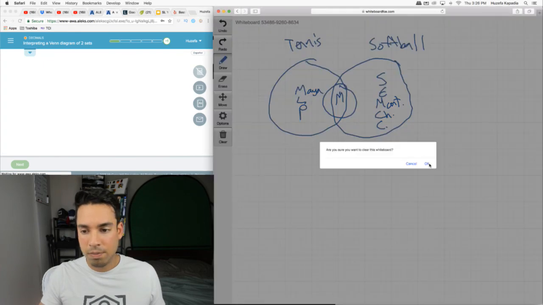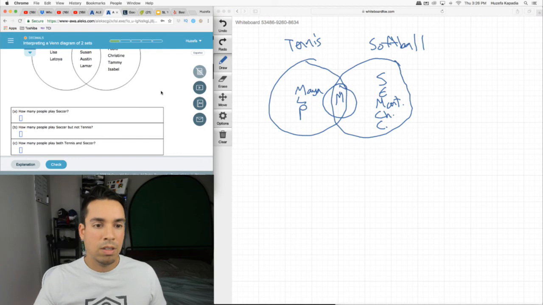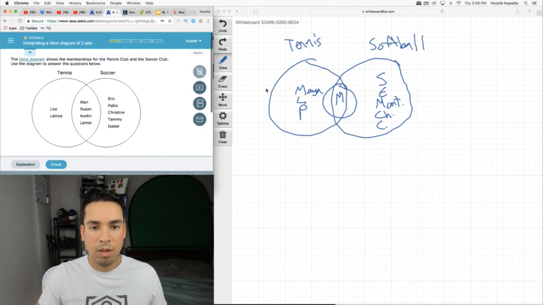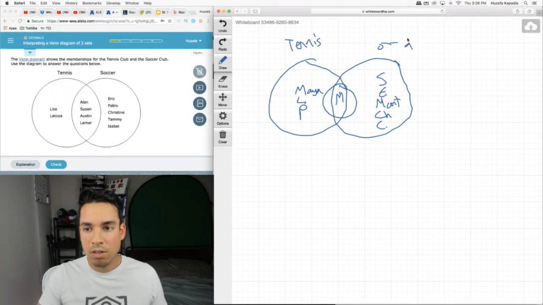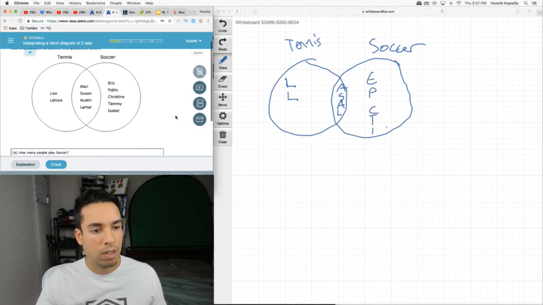All right, next question. Actually, wait, let's see. All right, I can leave this diagram up here. Now we've got tennis and soccer. Soccer. We got L, L, A, S, A, L, E, P, C, T, I. I don't think the names matter that much. They're not that specific. Just want numbers.